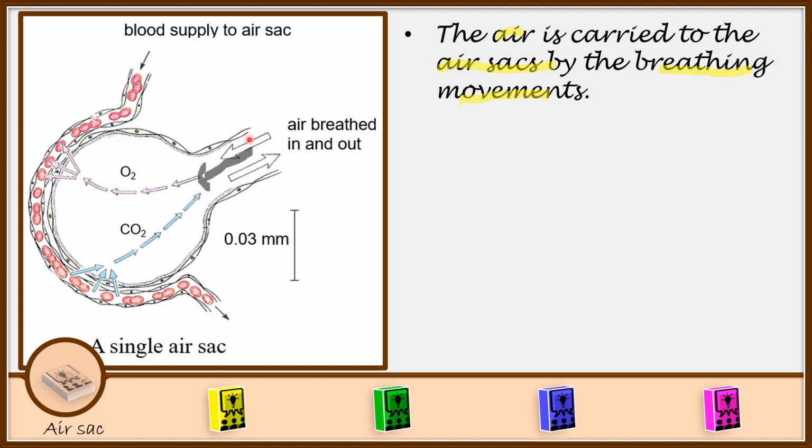Now when you look at the air sac from outside, you will see it is made up of one layer of cells. It is one cell thick. That easily allows the diffusion of gases. And outside, we have a supply of blood to the air sac. The blood capillary comes around the outside of the air sac, and it supplies blood.